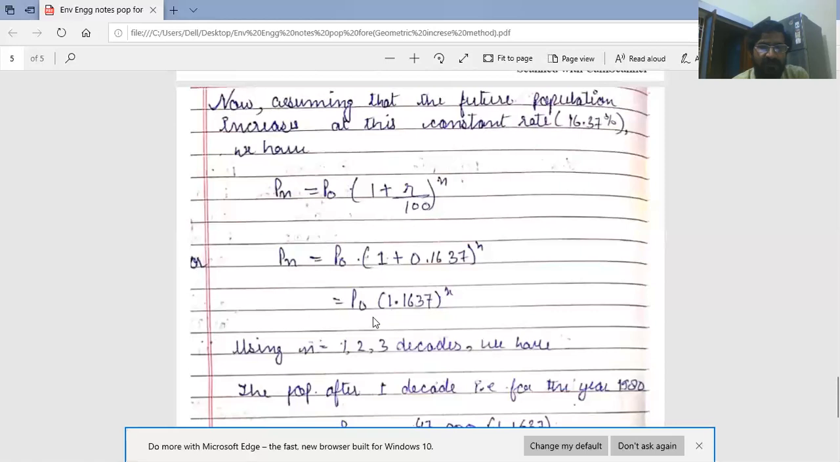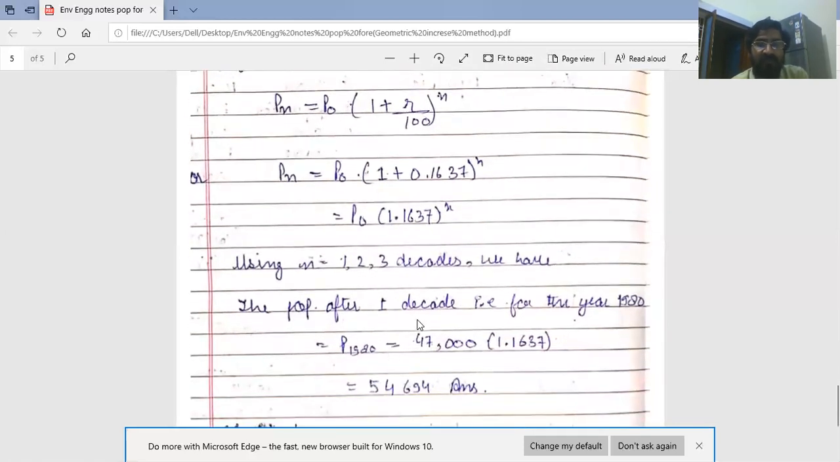So Pn is equal to P0 into 1.1637 to the power n, using n is equal to 1, 2 and 3 decades. We have the population after 1 decade, that is in year 1980, P1980 is equal to 47,000 in 1970, the population in the last known decade, into 1.1637, which is equal to 54,694.